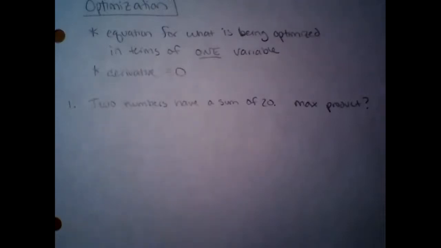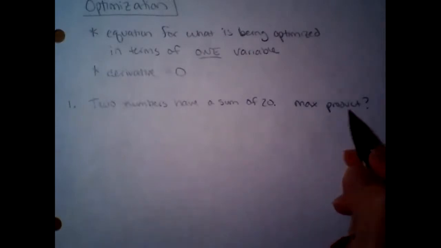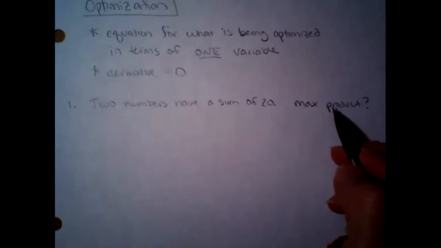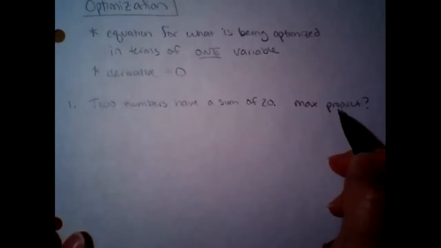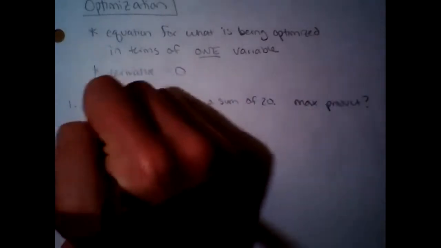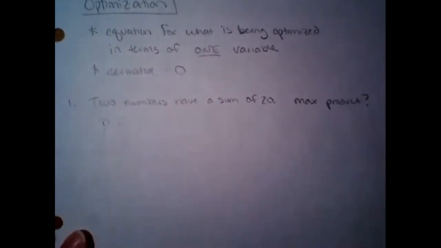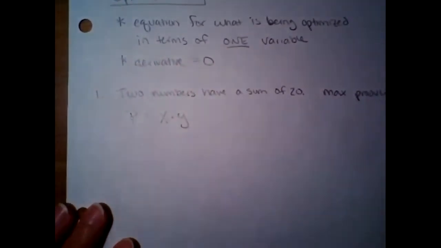All right, so it says the maximum product. That means that you need an equation for the product. Product means that you're multiplying the two numbers together. So I'm going to use P for product. It would be P equals, and then you need variables for the two numbers, which I would just call X and Y. So the product is going to be X times Y.